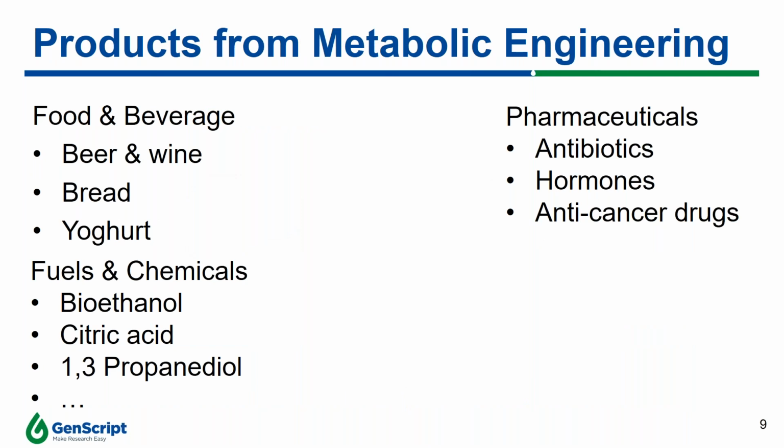Here I show you a couple of examples of the products produced through metabolic engineering, including beer and wine, bread, yogurt, antibiotics, hormones, and anti-cancer drugs. And now the researchers are trying to genetically engineer microorganisms to produce fuels and chemicals, including bioethanol, citric acid, and 1,3-propanediol, and so on.